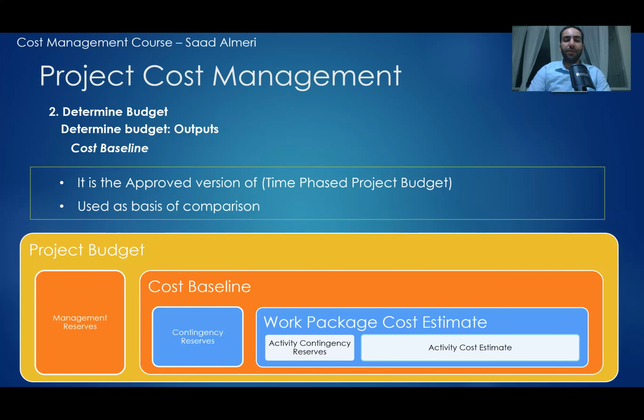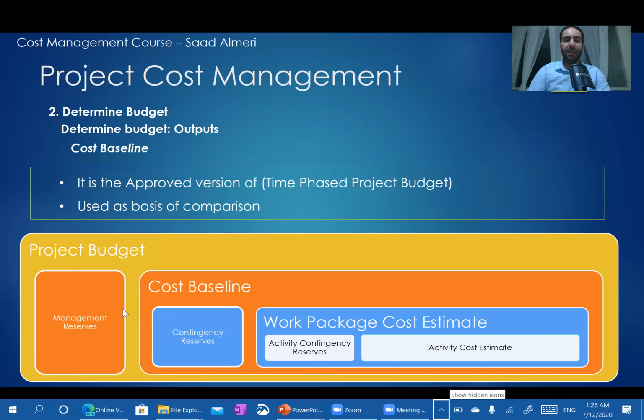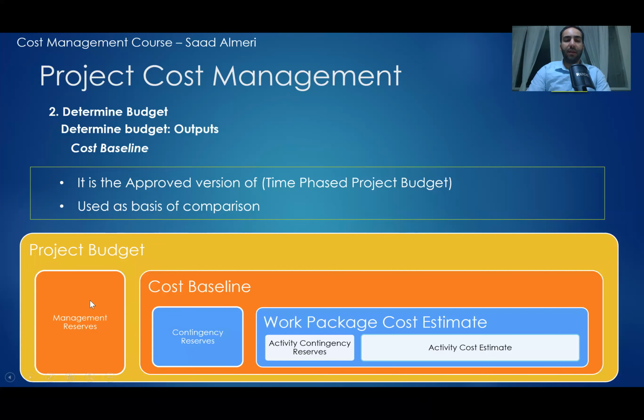And then those together, the cost baseline and the management reserves together represent the project budget. So this is the part of determining budget or the process of determining budget in details. The budget is the cost baseline plus the management reserve, and the cost baseline will represent all the work packages plus the contingency reserves.